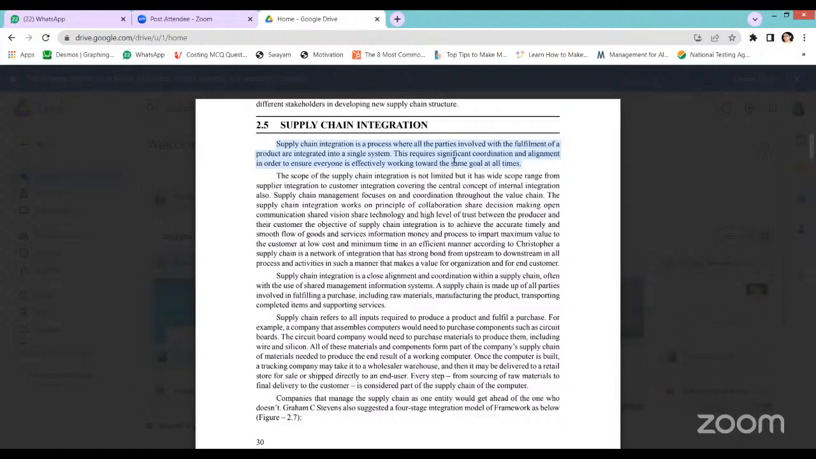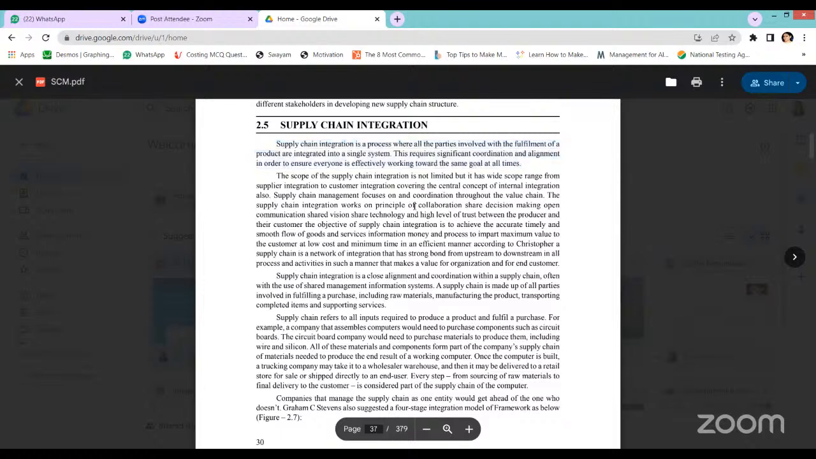The required integration requires significant coordination among all the parties involved, while at the same time aligning their orders effectively in order to ensure that all of their goals are achieved. It's not that one is achieving and the other is losing. Whoever the parties involved, all of them should coordinate, so that only then will they be able to work effectively and reach the common goal every time, right?